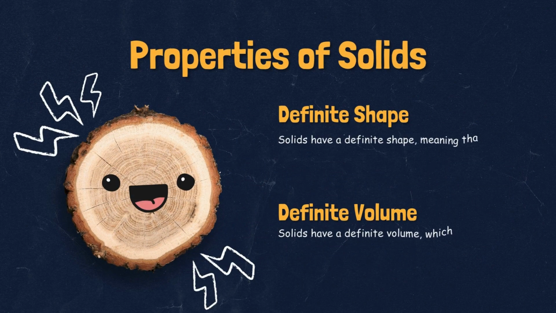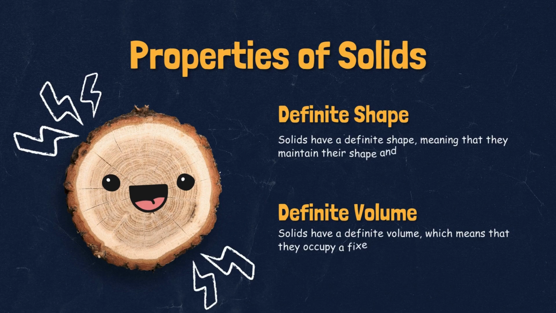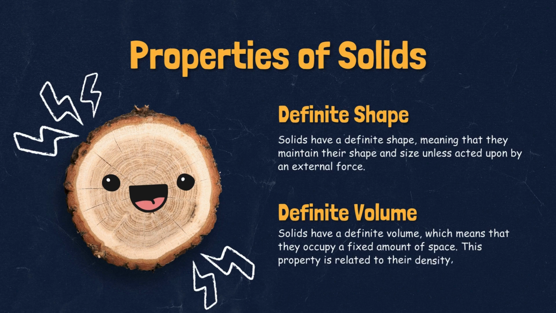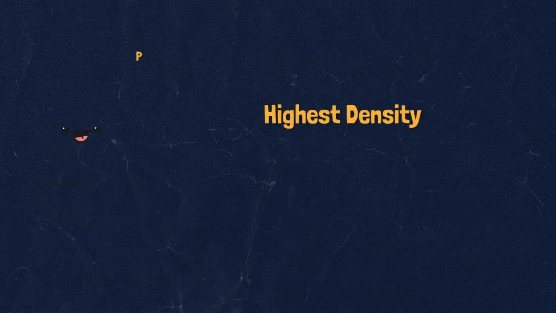Properties of solids: definite shape. Solids have a definite shape, meaning that they maintain their shape and size unless acted upon by an external force. Definite volume. Solids have a definite volume, which means that they occupy a fixed amount of space. This property is related to their density, which is the mass per unit volume.